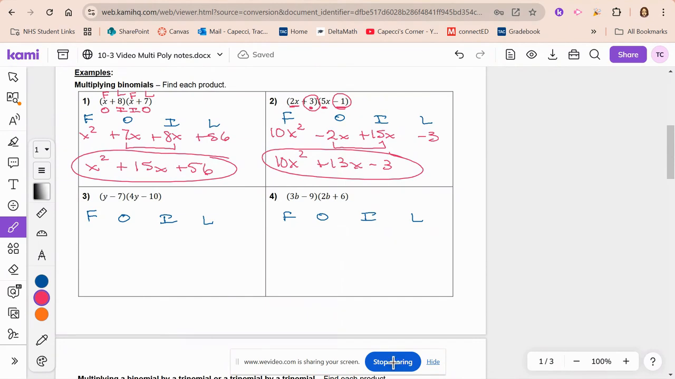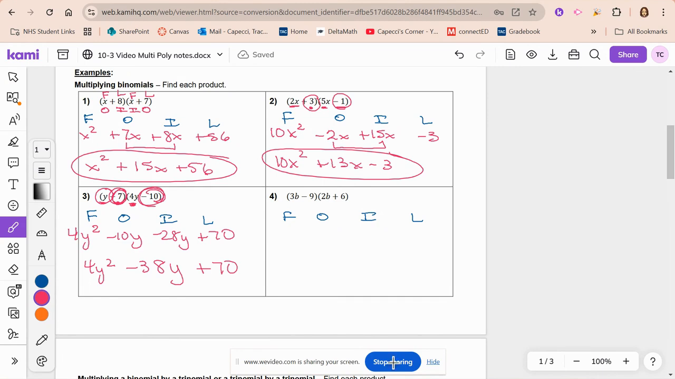All right, let's try a couple more. First is y times 4y, which gives me 4y squared. My outside is y and negative 10. That's negative 10y. My inside is negative 7 and 4y, which gives me negative 28y. And my last is negative 7 and negative 10, which gives me positive 70. So that will give me 4y squared minus 38y plus 70.